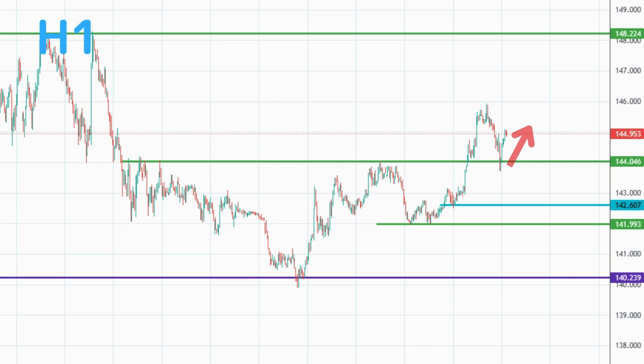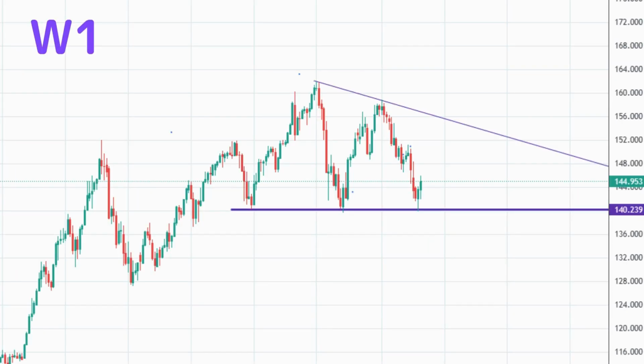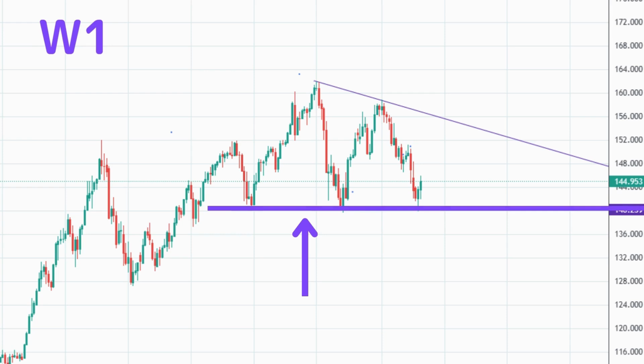a continued upward move. Now let's return to the weekly chart and analyze the current market conditions. This purple line represents the key support level. Last week, price bounced without breaking below this level. Since the candlestick body didn't close below it, according to Dow Theory, the weekly chart is still in an uptrend.